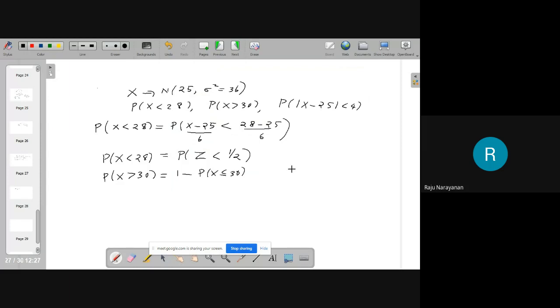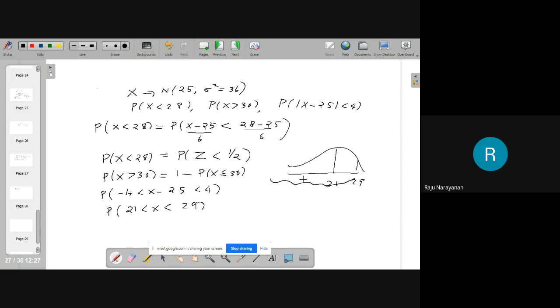And probability of modulus of x minus 25 less than 4. Okay, you have to do a little homework. Minus 4 less than x minus 25 less than 4. Probability that you add 25. Therefore, this is like this, 21 somewhere here, 29 somewhere here. So what is to be done? You have to take minus infinity to 29, this area, subtract minus infinity to 21. It is always advisable to draw diagrams like this so that we will not make mistakes. Up to 29, up to 21.